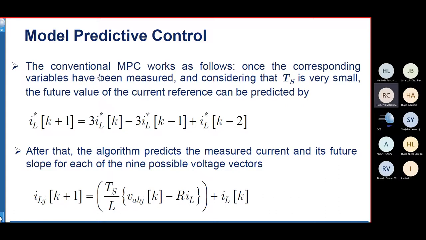Okay, the conventional model predictive control works as follows. Once the corresponding variables have been measured, voltage and currents, and considering that the sampling time is very small, the future value of the current reference can be predicted with this digital interpolation. After that, the algorithm predicts the measured currents and its future slope for each of the 9 possible voltage vectors. And we have 9 future values of the current.